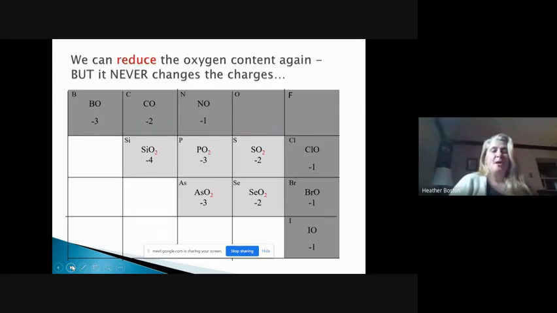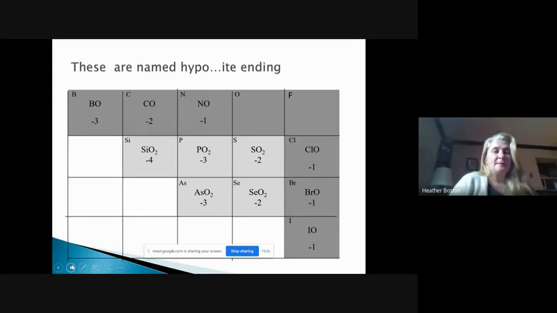If you reduce the oxygen content 1 more time, you put a hypo in front. Hypo means we're short of something. So hyponitrite is NO, still with a charge of -1. Hypophosphite is 2 less than the ATE version, so PO2 with a charge of -3.